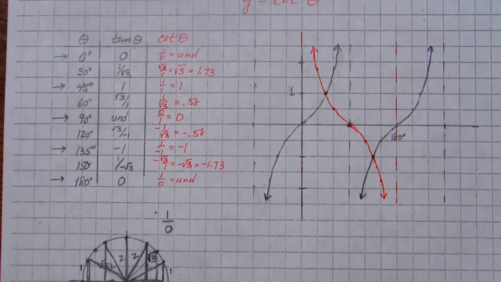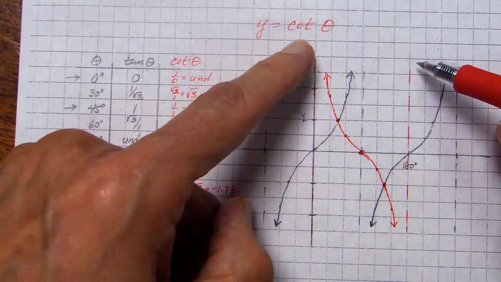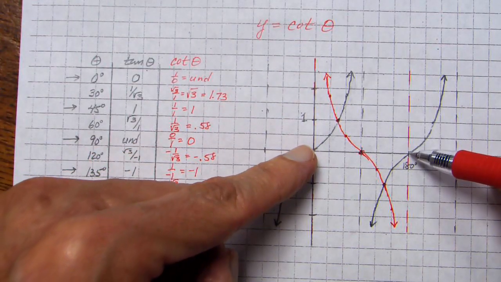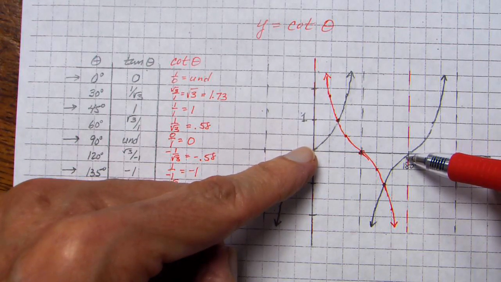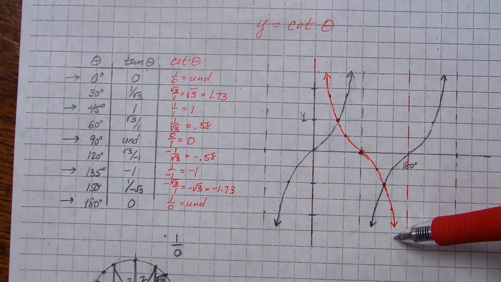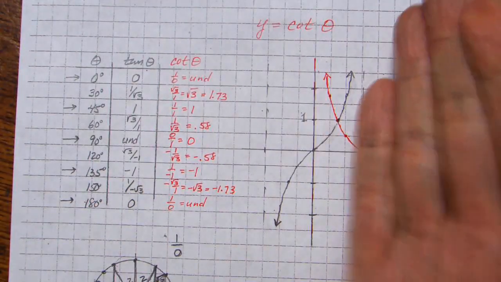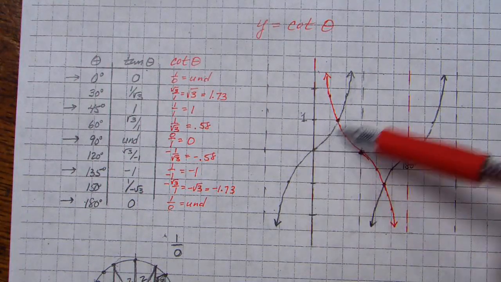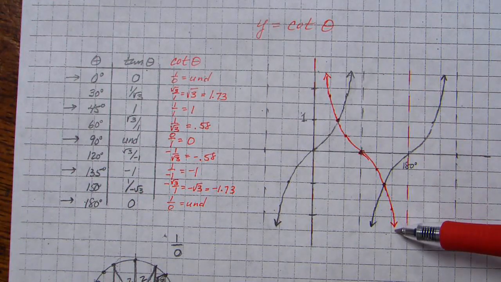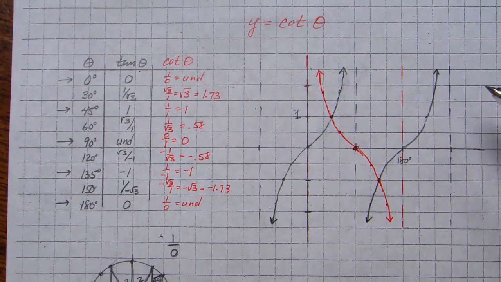So what are we learning about the cotangent graph? Well, its asymptotes are wherever the tangent was 0. And then it has this kind of flipped look. If I was to take this image and flip it over, I would get this look right here. And so that would be the cotangent graph.